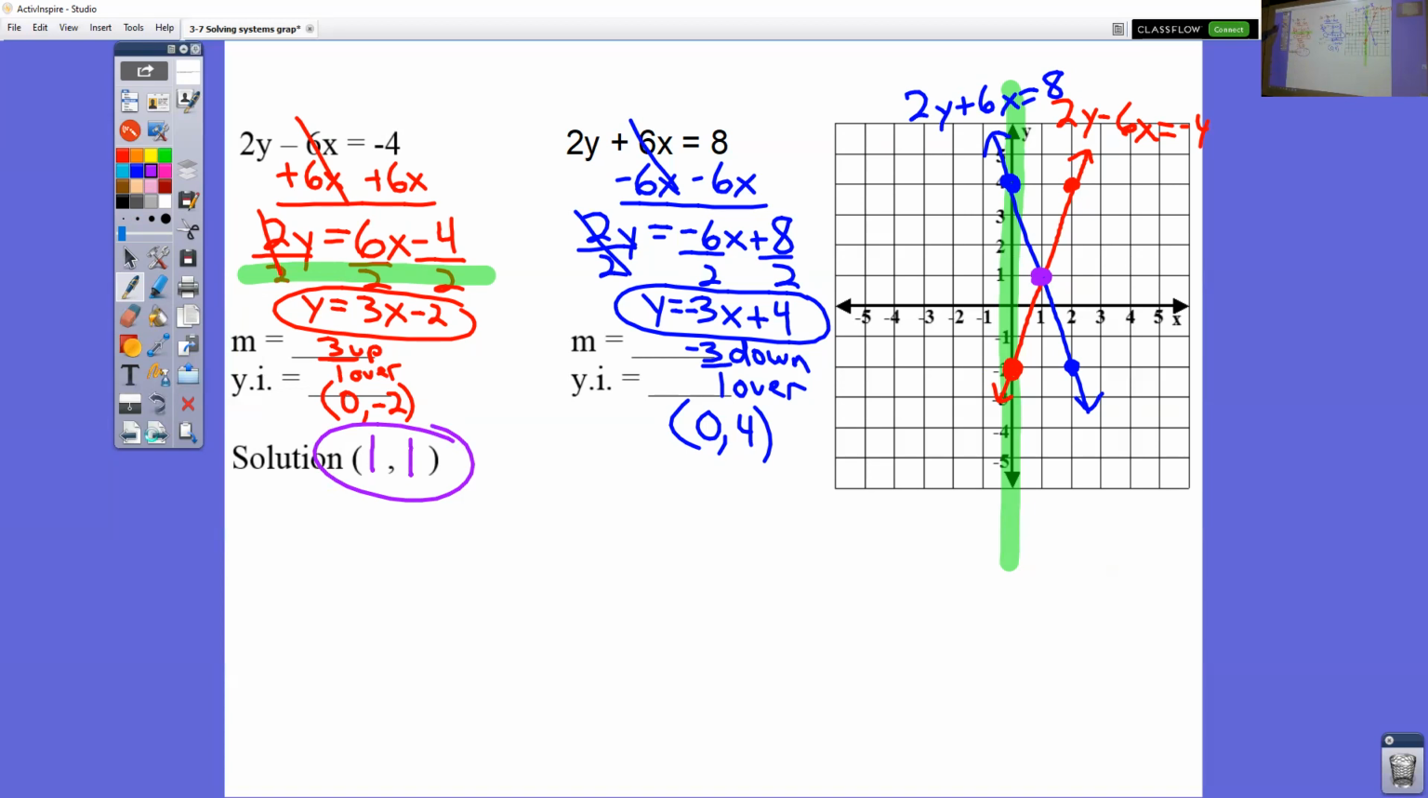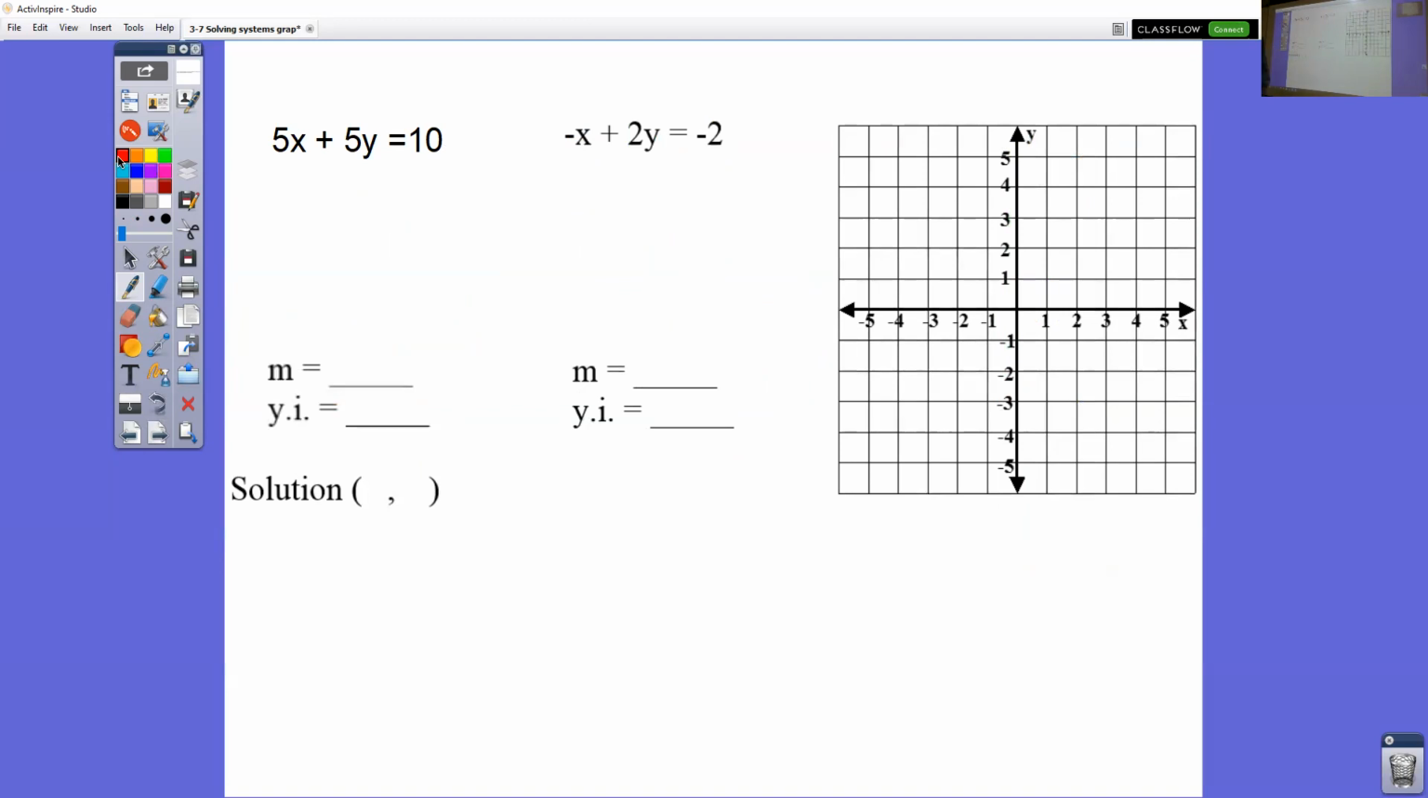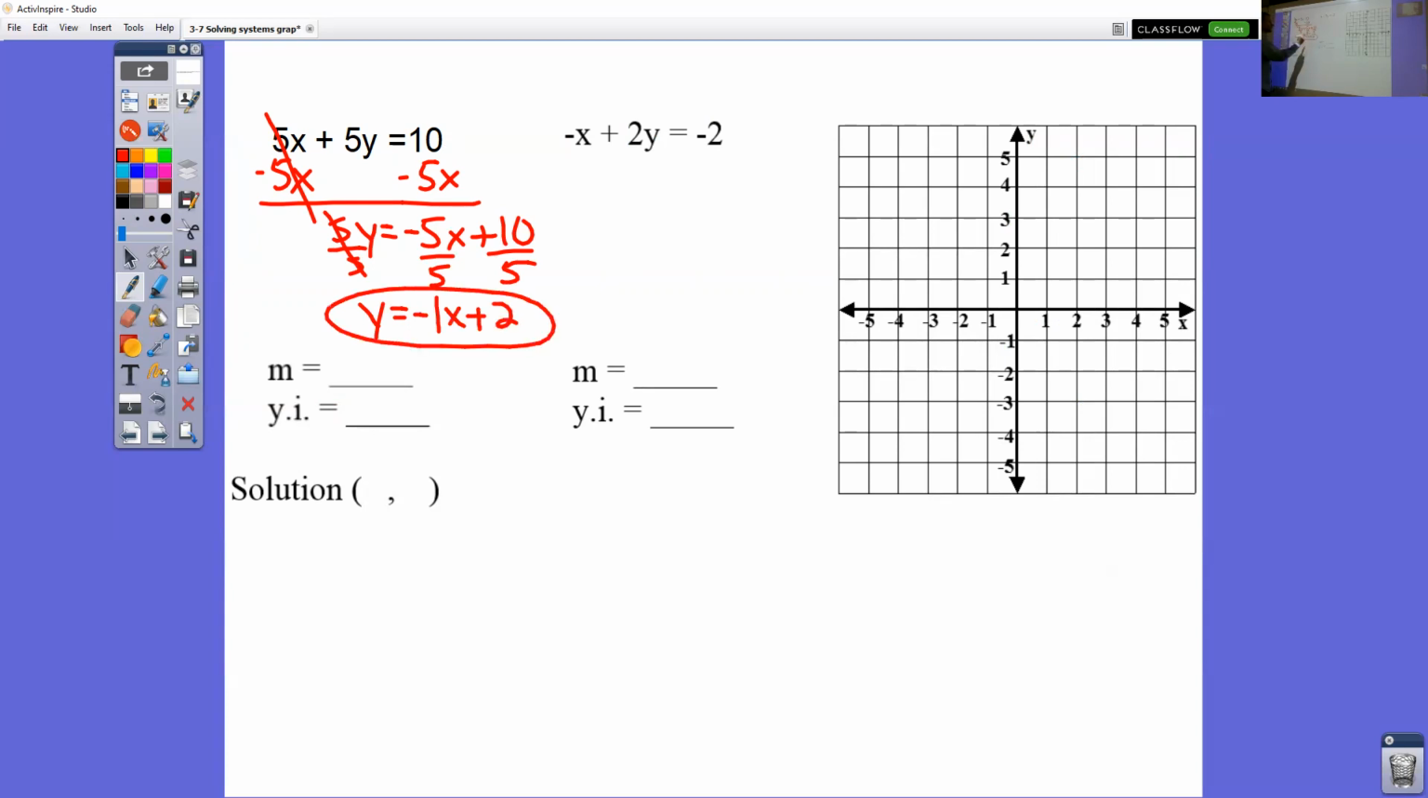Let's take a look at one more of these. If you wanted to pause the video and try this one on your own first, go ahead and do that. Otherwise, you could just watch. 5x plus 5y equals 10. I want to get that 5y all by itself. So I'm going to do minus 5x and minus 5x. So I have 5y equals negative 5x plus 10 when I switch around the order. Divide by 5, divide by 5, divide by 5. So I have y equals negative 1x plus 2.